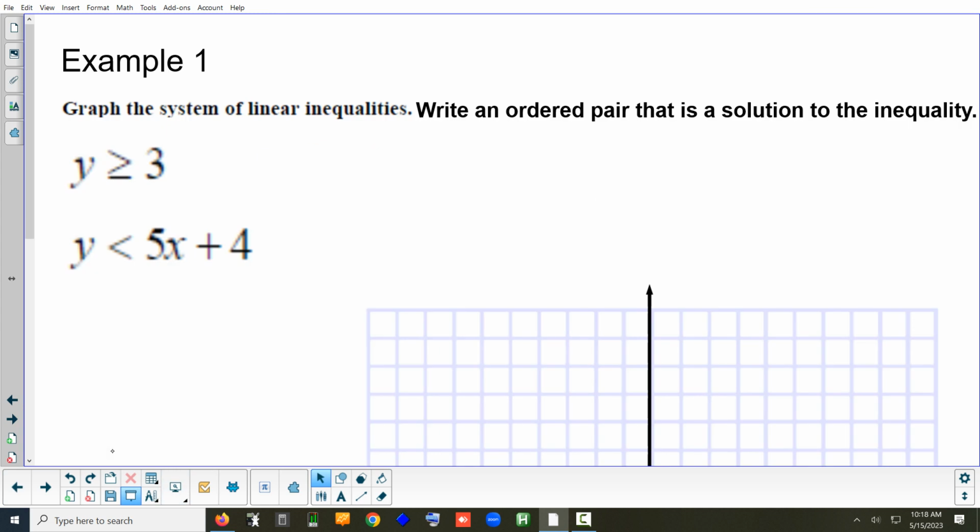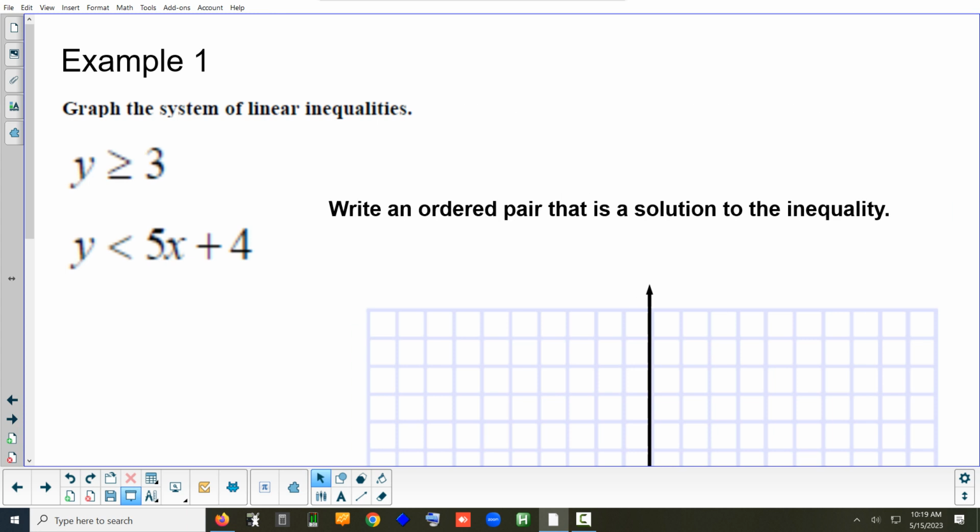Okay, so it says graph the system of inequalities. And then it says once you graph it, write a coordinate that is a solution. Now remember, a solution is anywhere that's in the shaded area. So you could pick anything in the shaded area and it'll work. So we have lots of different answers for the second part of this problem. Okay, let's start with the first one. We'll call this inequality 1 and 2.